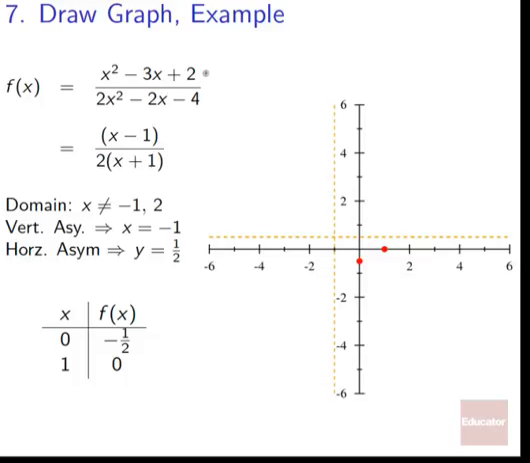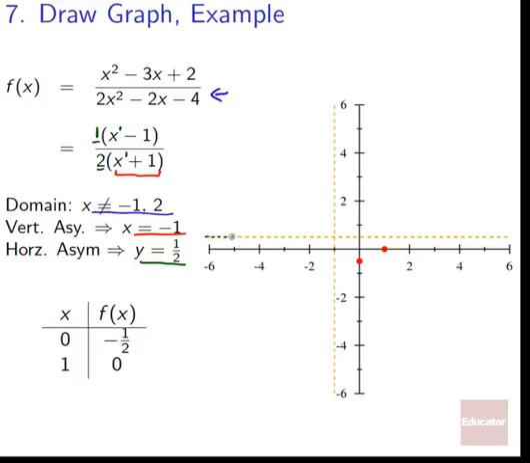f(x) equals (x squared minus 3x plus 2) over (2x squared minus 2x minus 4). We simplified that into (x minus 1) over 2 times (x plus 1). We figured out that our domain had forbidden values at negative 1 and 2 because they caused our original denominator, not just our simplified denominator, to turn into a 0. We're not allowed to divide by 0. To figure out our vertical asymptote, we looked at when our simplified denominator goes to 0. That happens at x equals negative 1. To find our horizontal asymptote, we notice that we have degree 1 on the top and the bottom, so 1 over 2 gave us y equals 1 half as a horizontal asymptote.